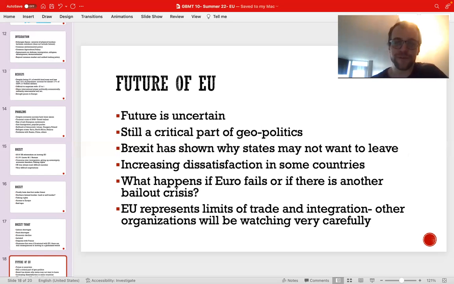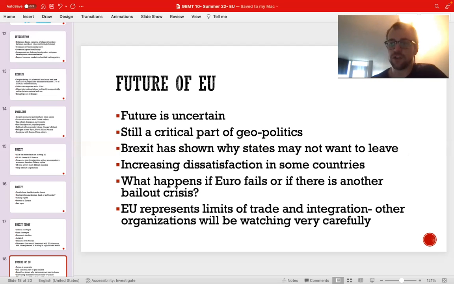That being said, the future of the EU is also very uncertain. While it is still a critical part of contemporary geopolitics, there are growing dissatisfactions displayed by EU members. For example, if the euro fails, many members will rethink European Union membership, especially if there's another round of bailouts.